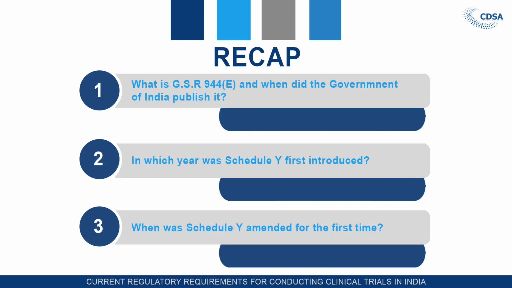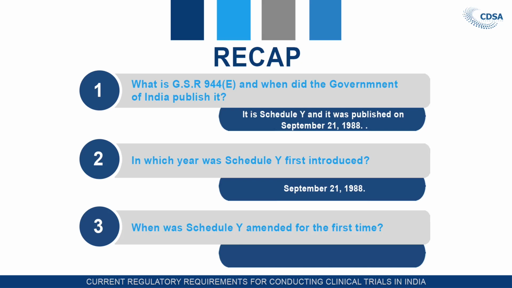Question 1. When did the Government of India publish the Gazette notification GSR 944E, and what does it deal with? We have seen it in the history. So the answer is 21st September 1988 and it is schedule Y. Question 2. In which year was schedule Y first introduced? We have seen it in history. So in the year 1988 it was first introduced. Before that there were no rules.